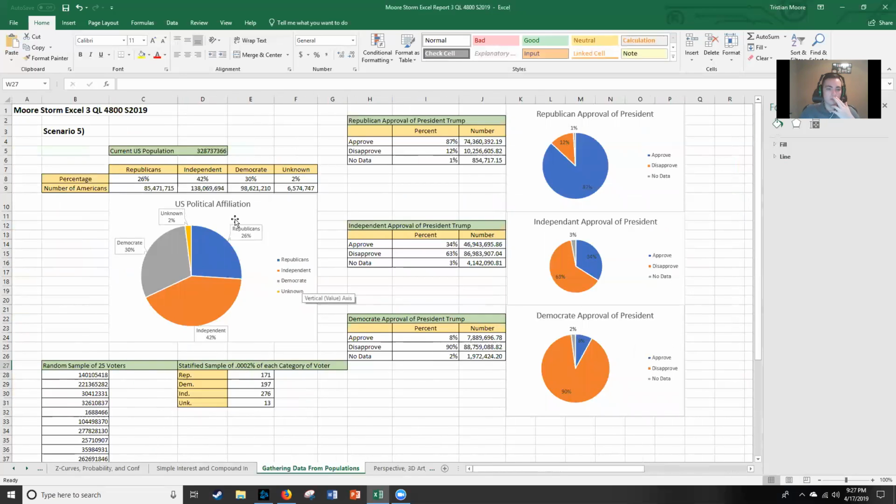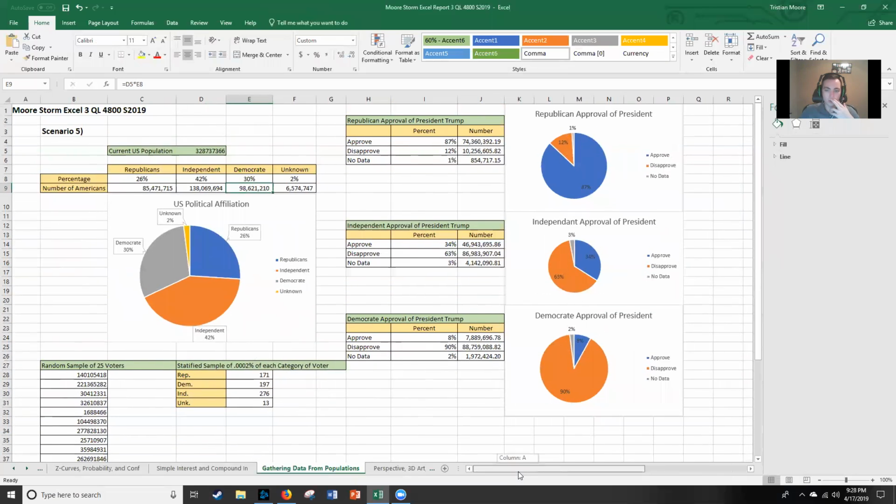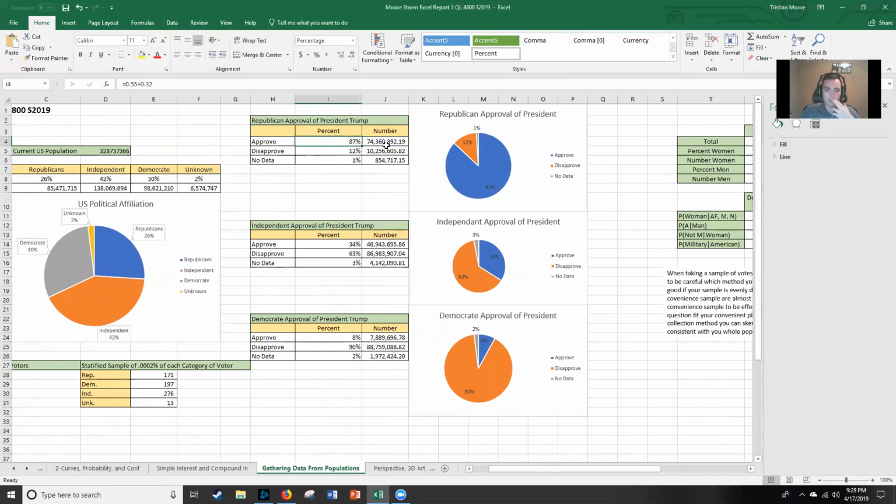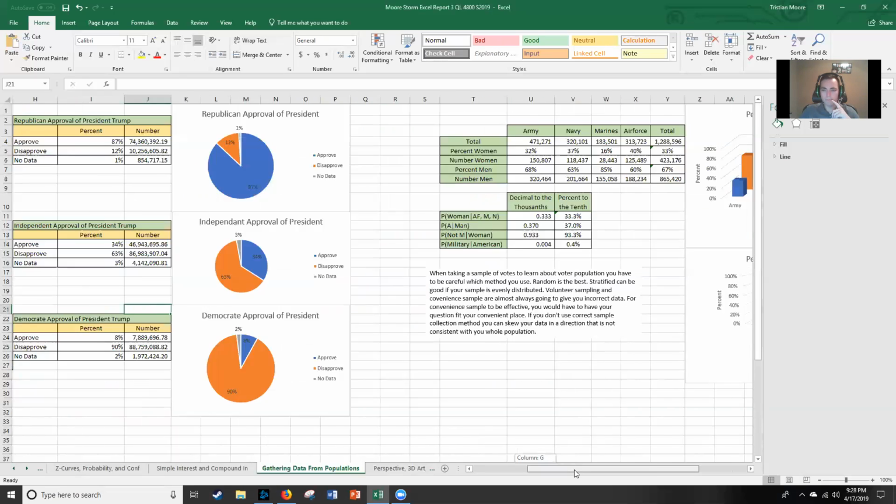So here we talk about U.S. political affiliation. We took that data and we created a couple charts showing the approval rates of the president here. Republicans love him. Basically, everyone else are not fans. So a large percent of the population are not fans of President Trump.